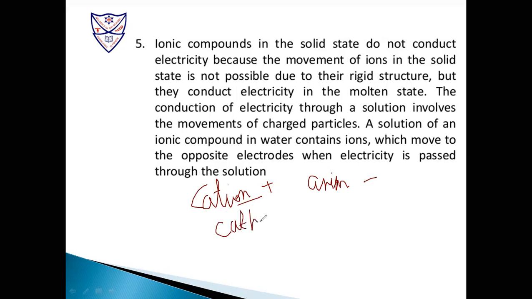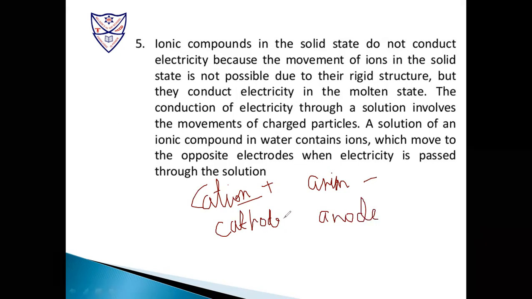It's an electrode. This also we will study in the next chapter. Anion attracts to the anode, A-N-O-D-E, an electrode. Both are electrodes. So cathode is the negative electrode and anode is the positive electrode. This deeply we will study in the next chapter. Okay, understood?